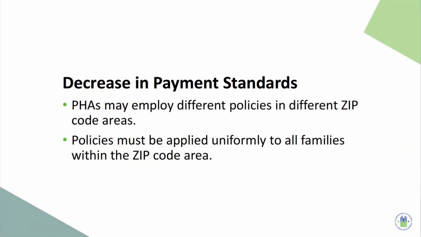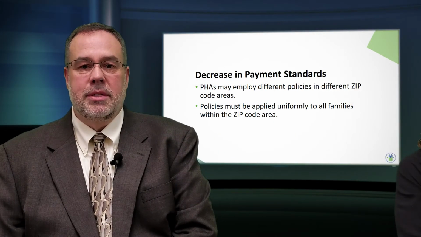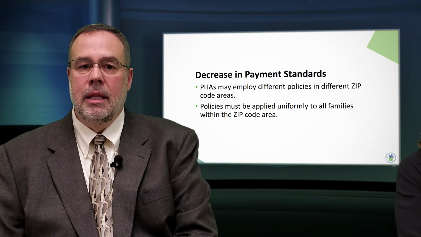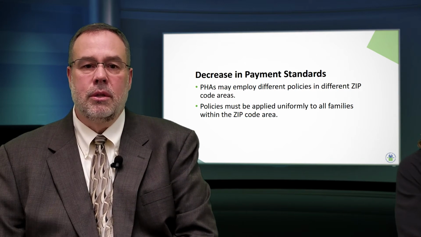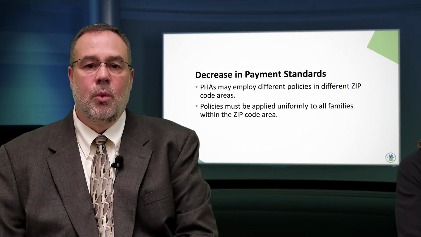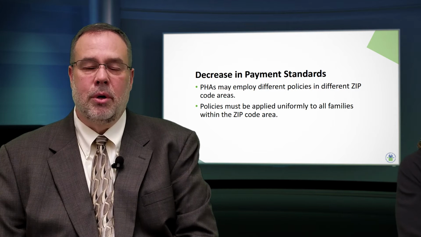A PHA may establish different policies regarding a decrease in payment standards for different parts of the areas designated for small area FMR use within its jurisdiction, such as for different zip codes or group zip codes. Within each area, though, the policy must be applied uniformly to all families under HAP contract. PHAs may not, for example, establish a hold harmless policy limited to elderly households or those that include a person with a disability, although the effects on these households should be considered when a PHA determines which of the three approaches to apply in a given zip code.